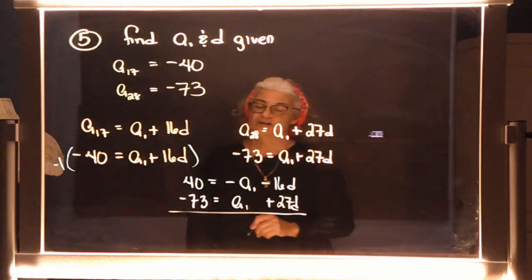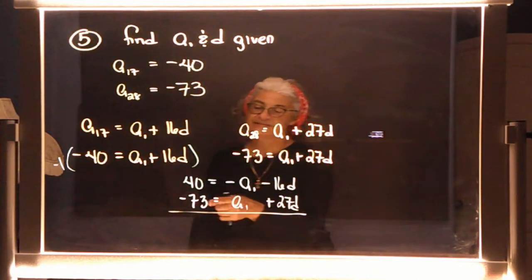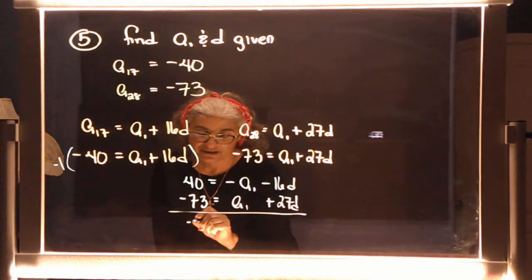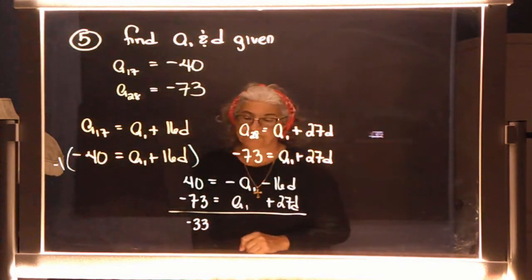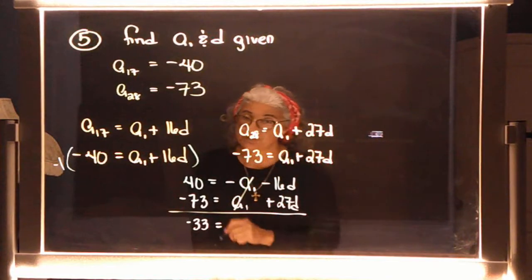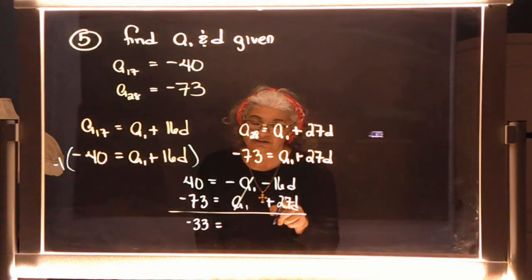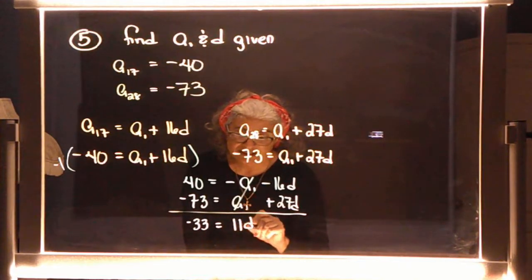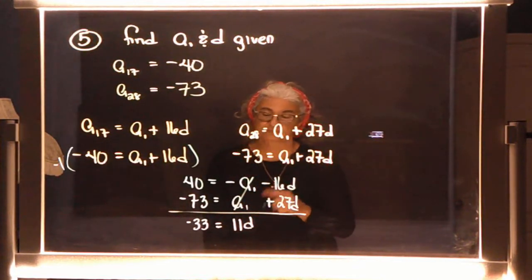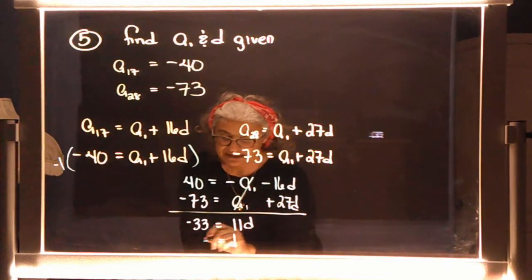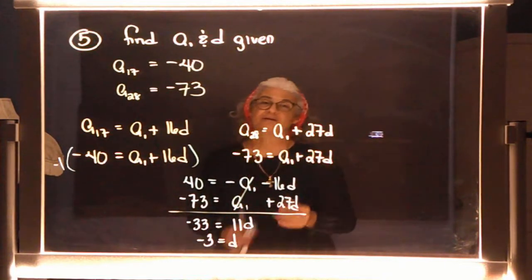Agreed? Okay, so you have negative 73 plus 40. What is that? Yeah, that's like negative 33, isn't it? These a sub 1's drop out, right? And what do you get here? Yeah, you get a positive 11d, don't you? Right? And so now you know d. d equals a negative 3.